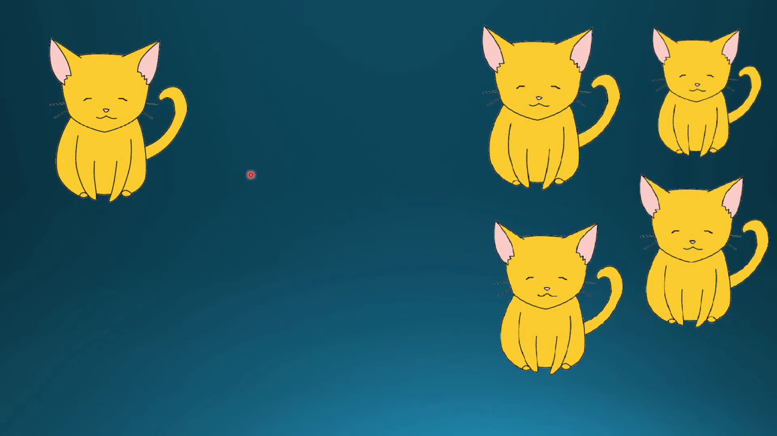Example 3. What is this? How do we call this animal? Well, this is a cat. This is a cat, and this cat is one.